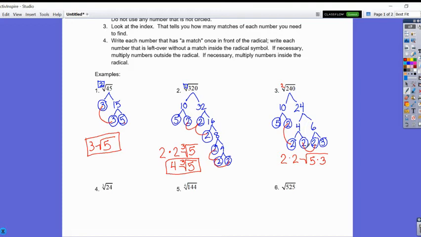And as I mentioned, remember that everything in the factor tree is multiplying. So values outside of the radical multiply together. 2 times 2 is 4. Values inside the radical multiply together. 5 times 3 is 15. So we're talking about 4 times the square root of 15 being equivalent to the square root of 240.